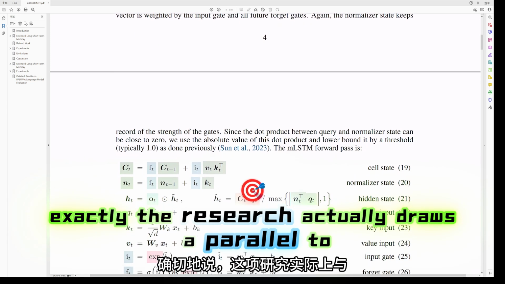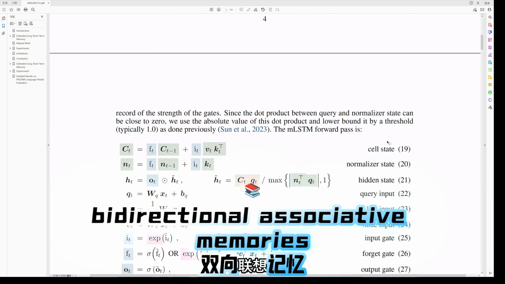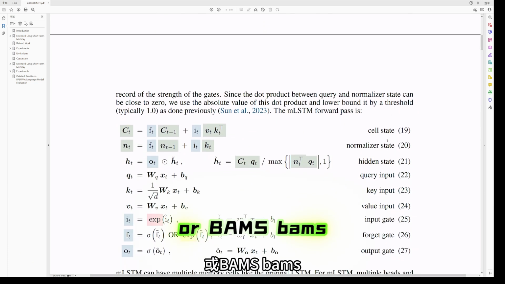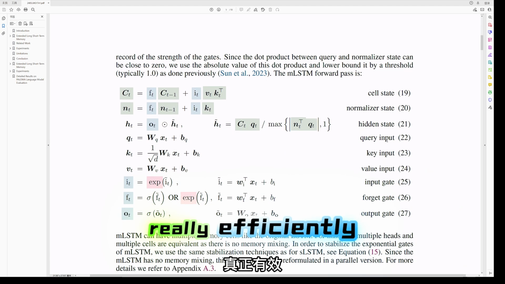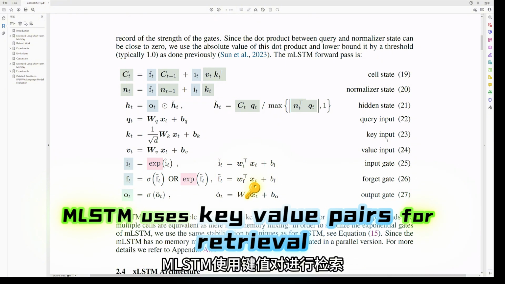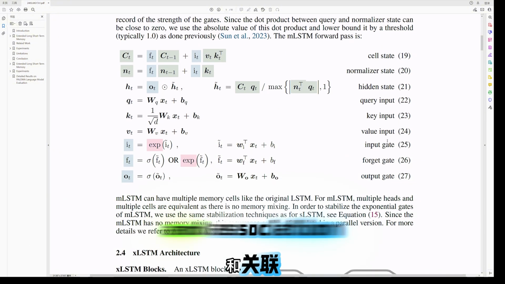Exactly. The research actually draws a parallel to bidirectional associative memories, or BAMs. BAMs are known for storing and retrieving pairs of vectors really efficiently, which is similar to how mLSTM uses key-value pairs for retrieval and association.